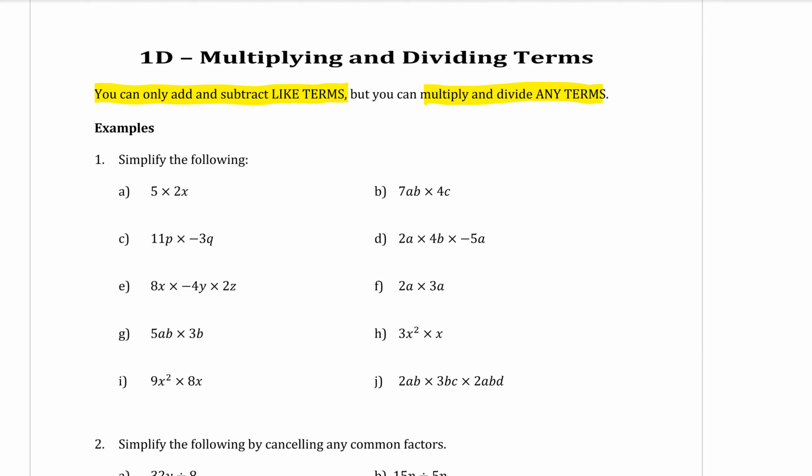All we do to multiply, come on guys, we've started, settle down.